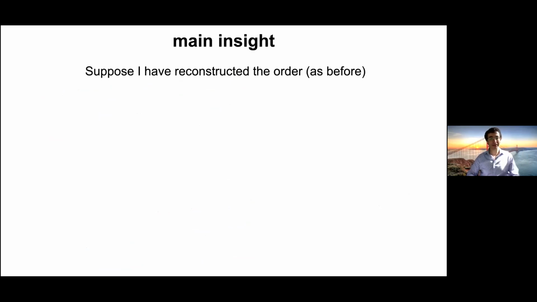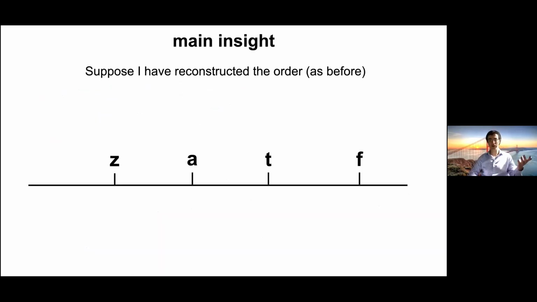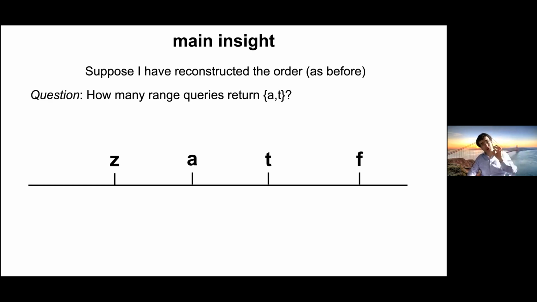Okay, so the main insight is as follows. Suppose I have reconstructed the order as before, so say we have Z, A, T, and F. These are the identifiers of the encrypted records, and I want to figure out their values under an arbitrary query distribution. I have no clue what the query distribution is. Now the idea is I'm going to ask the following question: how many range queries return the records A, T? Let's start to think about it. How many queries return the records A, T together?